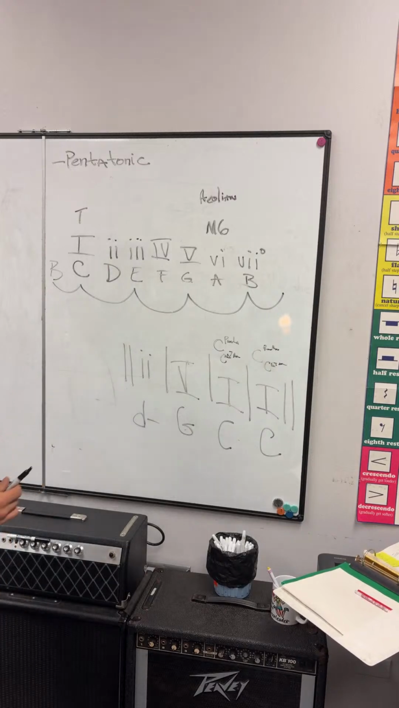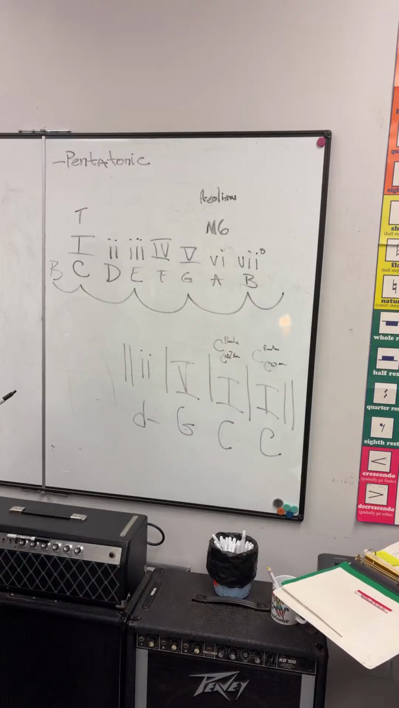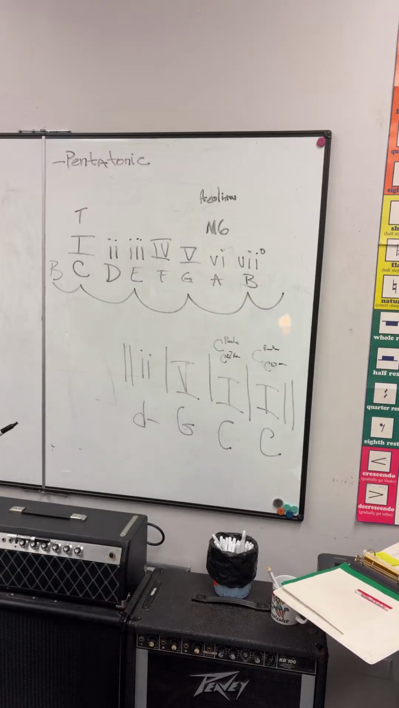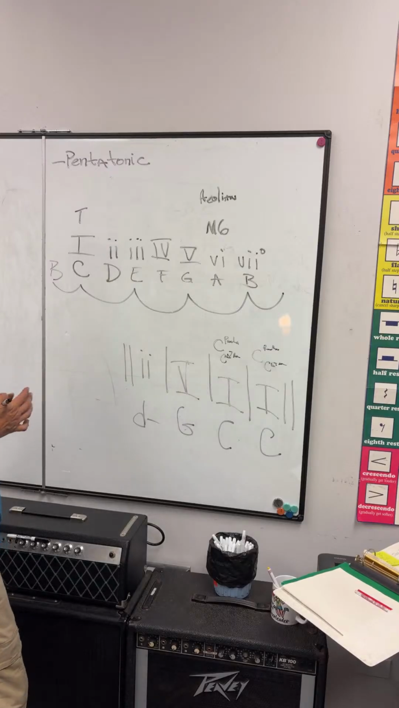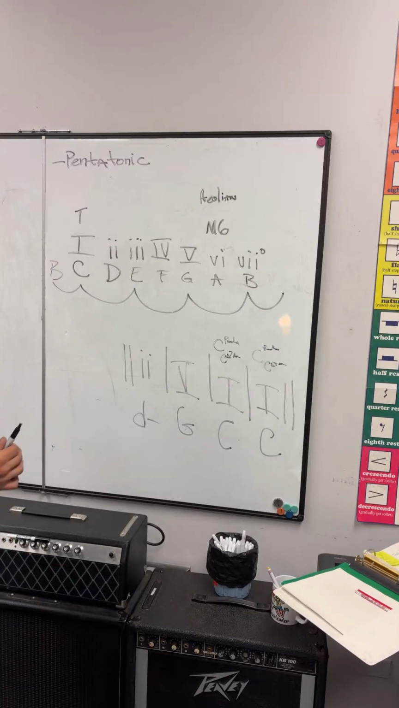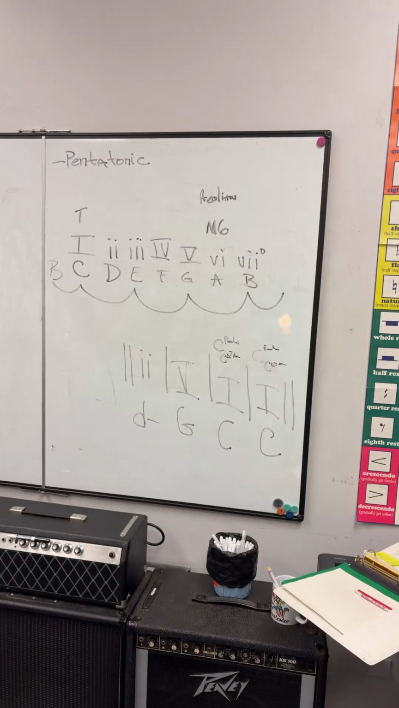Okay, so just let me write out the pentatonic. It's the 1, the 2, the 3. C, D, E, and then we skip. C, D, E, F, and A. Yes, we skip the 4, we skip the 7, but we do use the dominant and the submedian still.